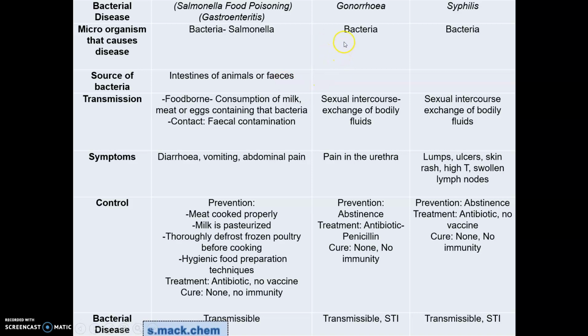Now we're going to look at two types of STDs. One is called gonorrhea and the other is called syphilis. Both are caused by bacteria and both are sexually transmitted diseases which can be obtained through sexual intercourse where there is an exchange of bodily fluids. So the bacteria is present in bodily fluids. Gonorrhea leads to certain symptoms, and syphilis can lead to other symptoms as well. I don't need you to know the symptoms specifically for gonorrhea or syphilis.